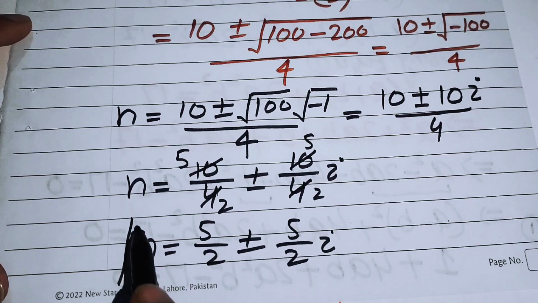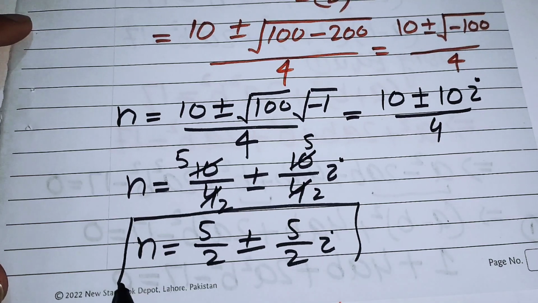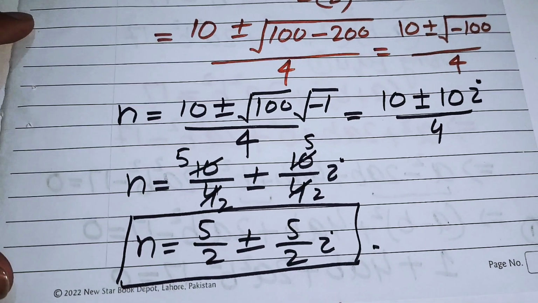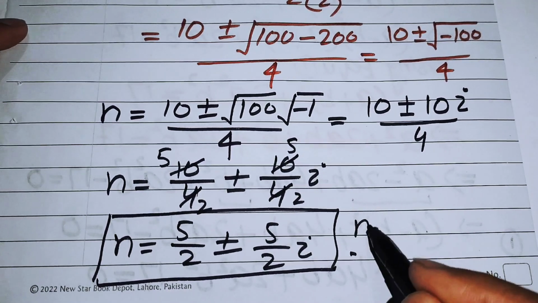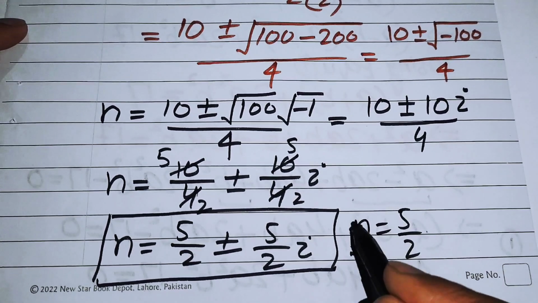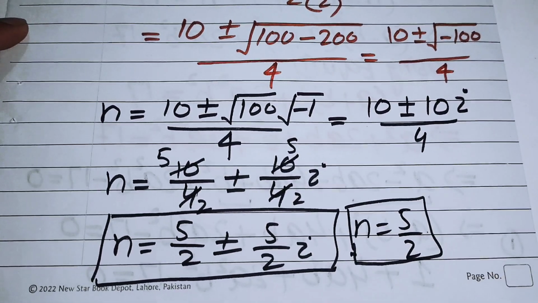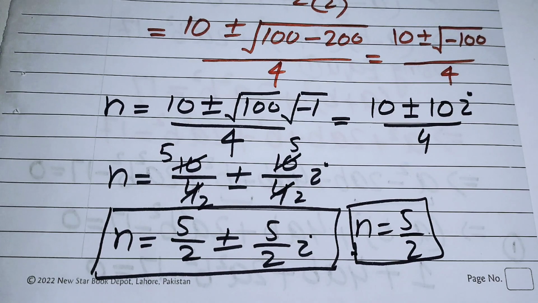So these are the other two complex roots of the given equation, and these are the three roots. Our third root is n equals 5 over 2. So this is the final answer of this question.